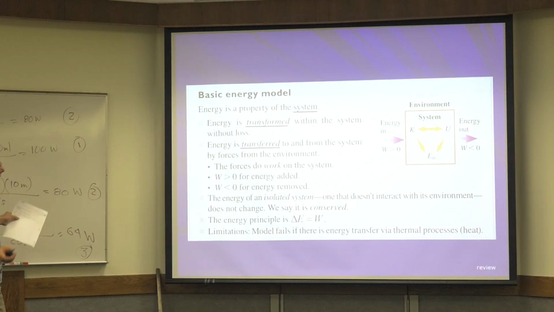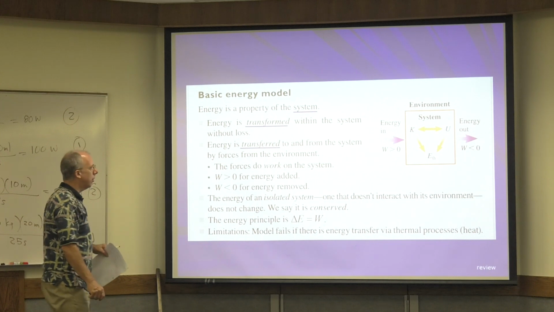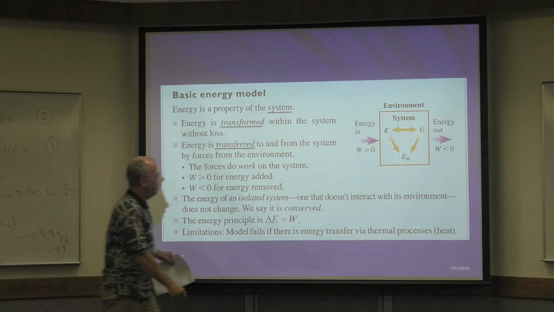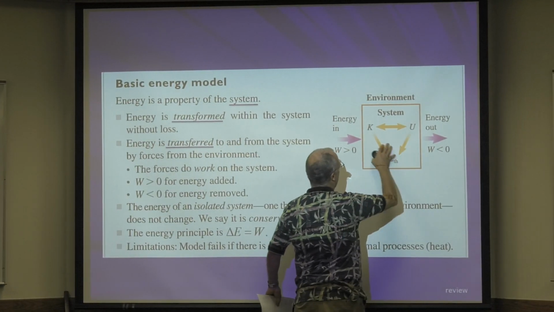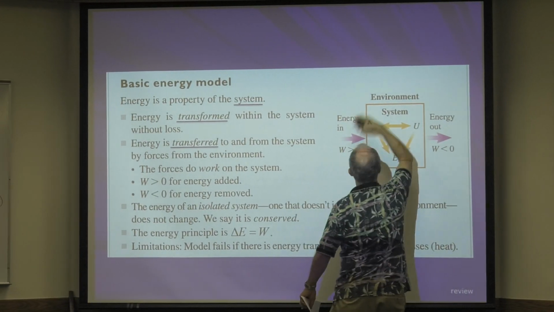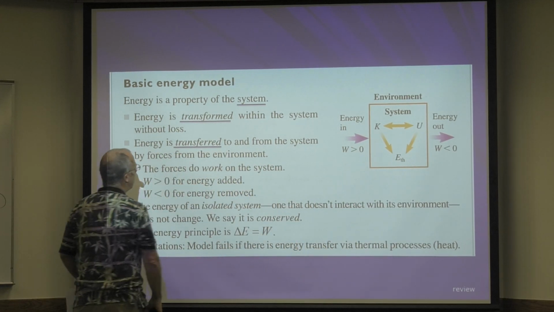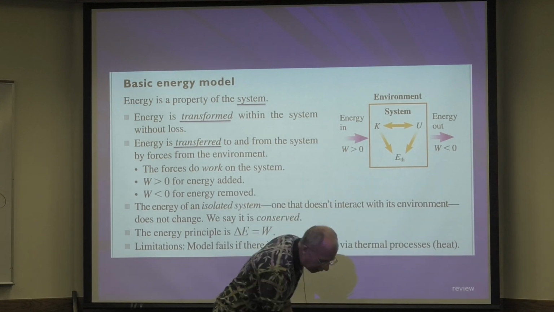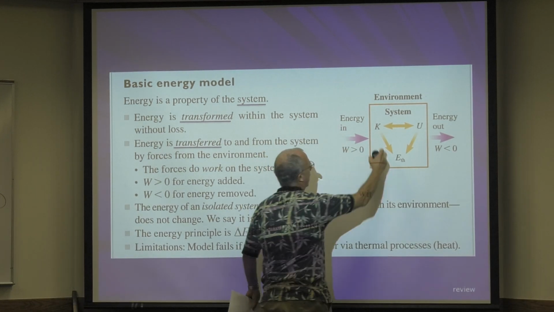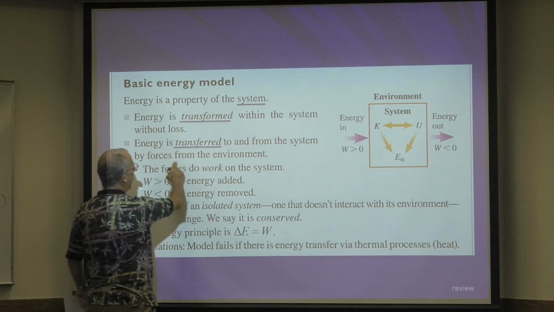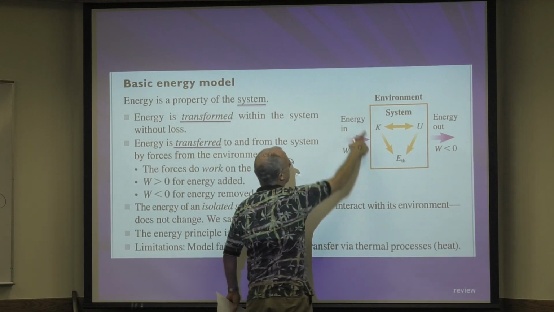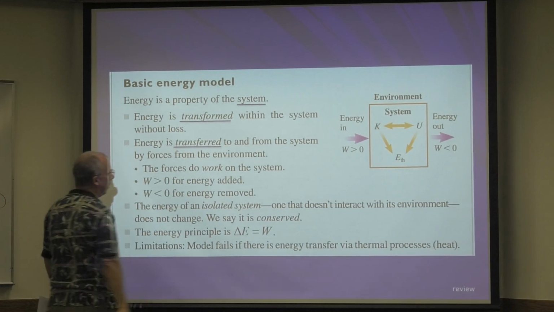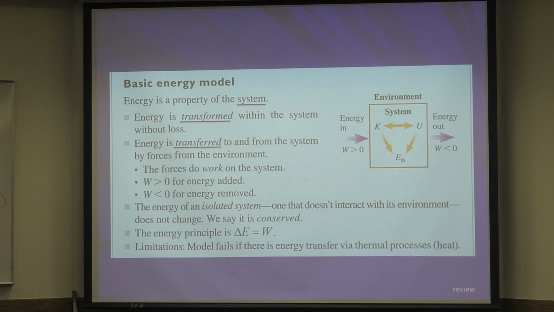Okay, so here's the basic energy model. Energy is a property of a system. That's the new thing, right? System. So here's the system. Everything outside the system is the environment. Energy is transformed within the system. If you drop something, potential energy is transformed to kinetic. Energy is transferred to and from the system by forces from the environment.